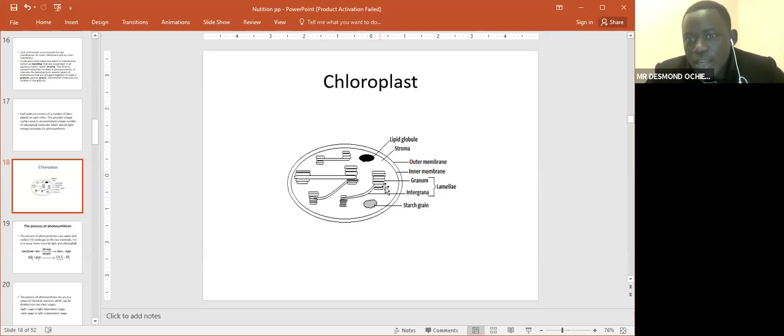Okay, so the lamella is just like the space. But what forms the granum? What forms the granum here is the thylakoid disc, as you can see. The discs which keep on piling on each other, we call them the thylakoid discs. They are the ones that form the granum.